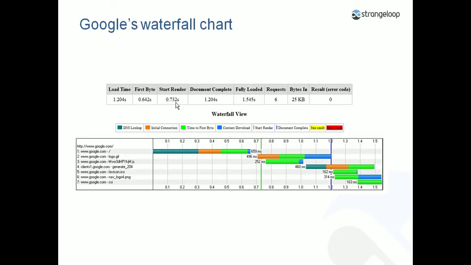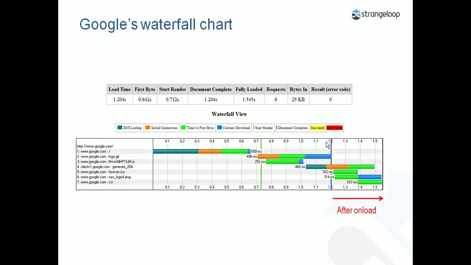It tells us that the start render is at 0.7 seconds. The document completed at 1.2 seconds. There were a total of 6 requests. There were 25K. Again, it's a really lean page that got downloaded. So these are key metrics that we get here. These two things put together give us a lot of good information that are both visual and factual about the timings on the page.